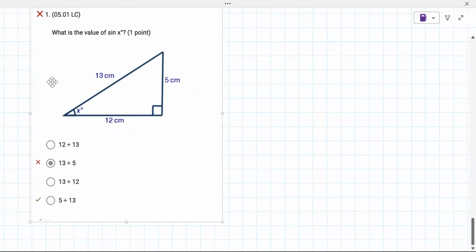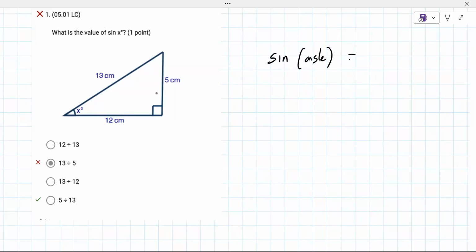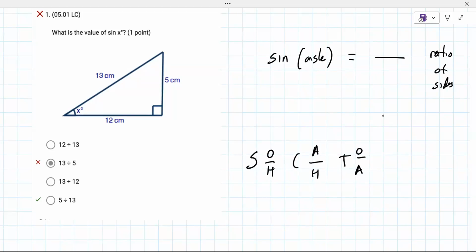Okay, so this is totally new here. The sine of an angle is a ratio of sides. And there's this language that you may have seen in other courses: SOH CAH TOA. Have you ever seen that before? Heard that before? It's okay if you haven't. I'm just asking.